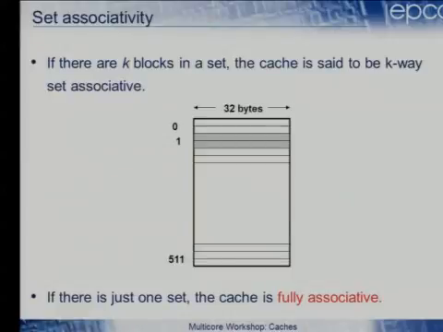If there's just one set, the cache is fully associative. These don't happen for data cache. I think the TLB is fully associative. Is that? I don't know more about virtual memory than I do. The virtual memory translation look-aside buffer, I think, is fully associative. But other than that, your normal data cache is going to be 2- or 4-way or 8-way associative. That's how it's going to work.